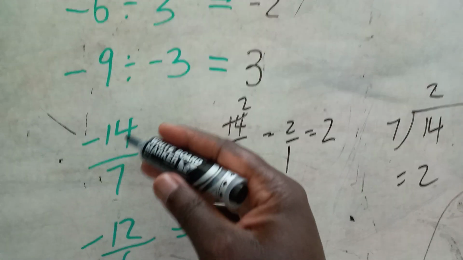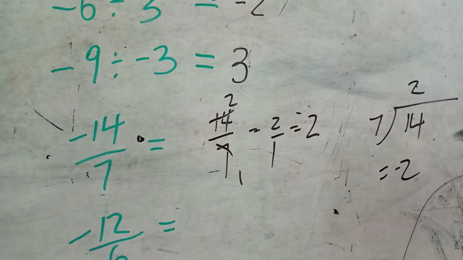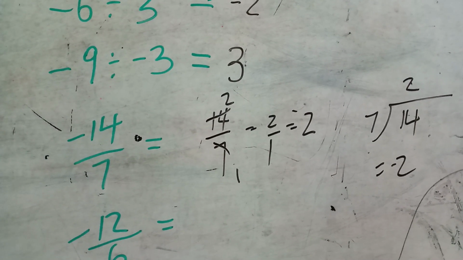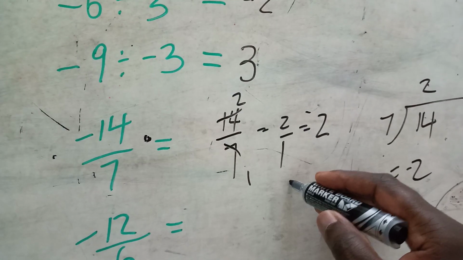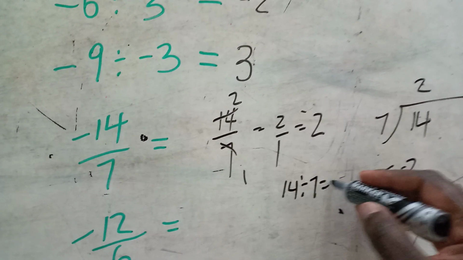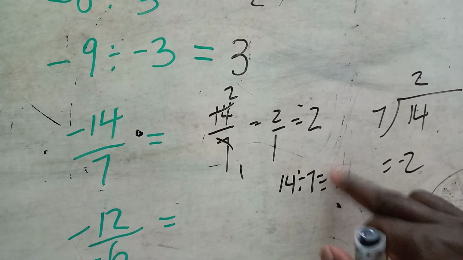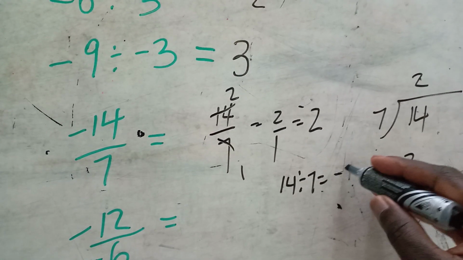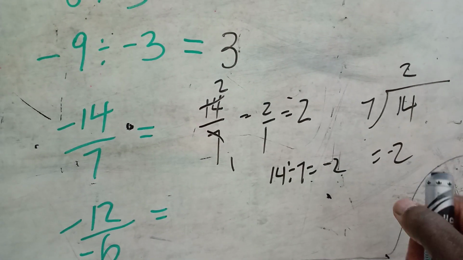So, one was a positive and one was a negative, so your answer is going to be negative. So whichever way you want to do it, it's the same thing. It's the same thing as saying 14 divided by 7 equals 2, and your answer is going to be a negative 2. Let me separate it, negative 2. So if you want to do it this way or this way or this way, it doesn't really matter.